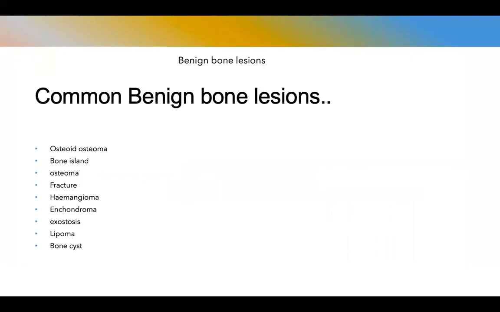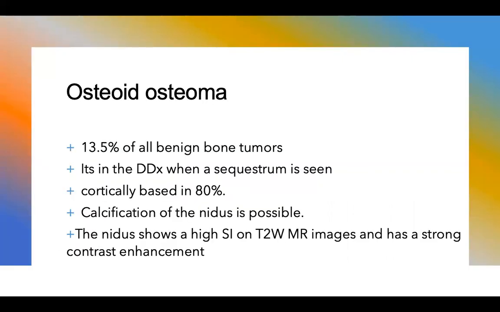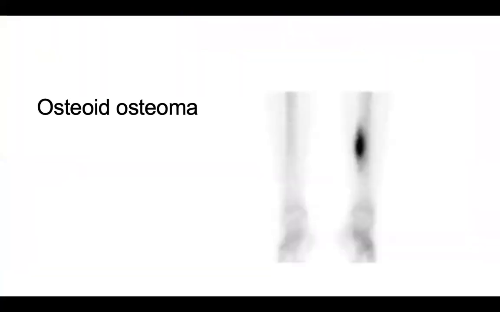We'll see some common benign bone lesions now, like osteoid osteoma, which represents 13% of all benign bone tumors. It's in the differential diagnosis when a sequestrum is seen. It's cortically based in 80% of cases. Calcification of the nidus is possible, and the nidus shows a high signal intensity on T2 weighted images and has a strong contrast enhancement. Osteoid osteoma is really hot in bone scans, and this sometimes can be a problem.